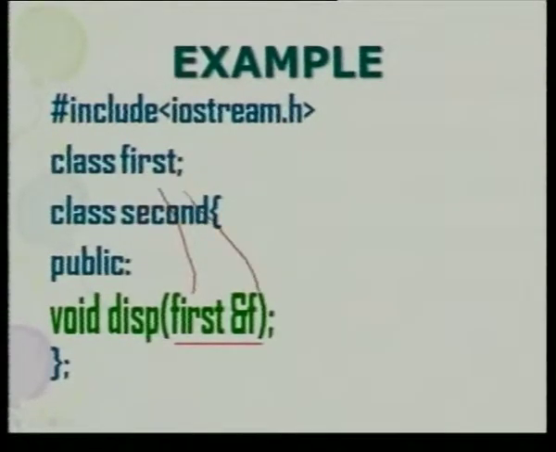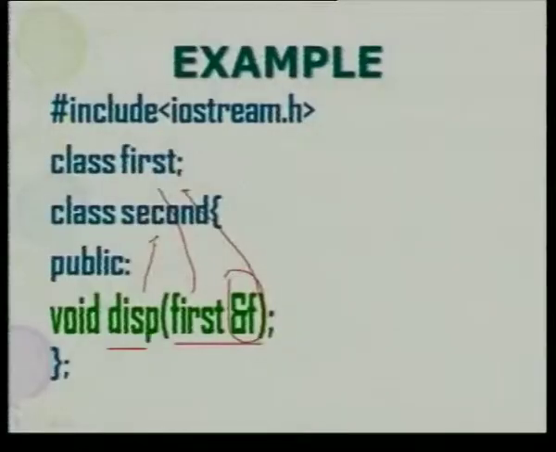So, this f becomes the object of this class. So, here the object, rather the address, using this address operator, the object of this class is being passed as an argument to this function disp, which belongs to the class second. So, the second class will be able to access this first class's object only when the second class is declared as a friend. So, now we will see how that class is declared as a friend.